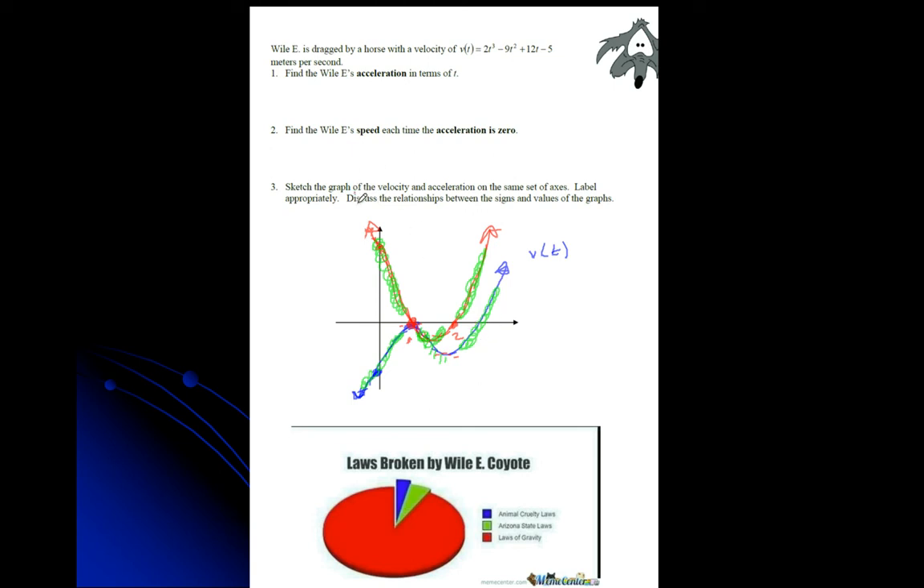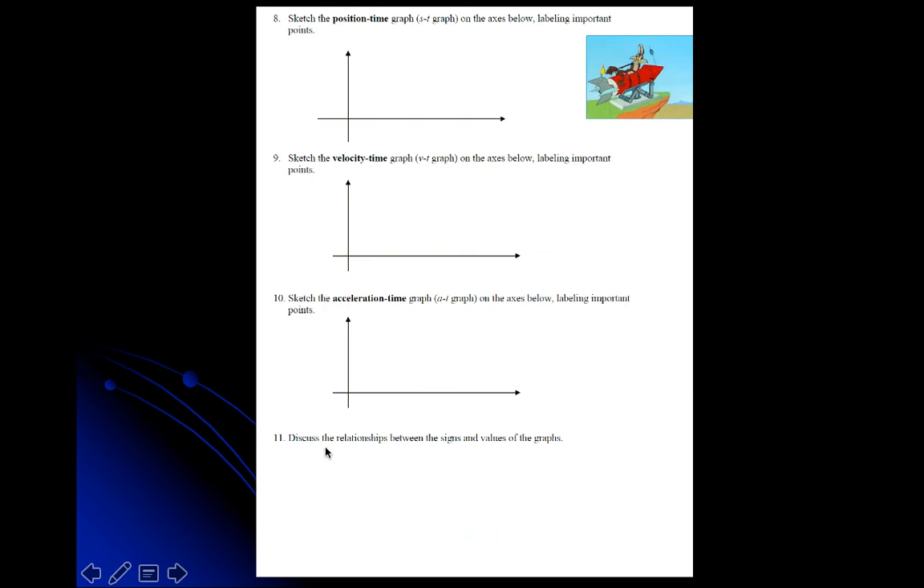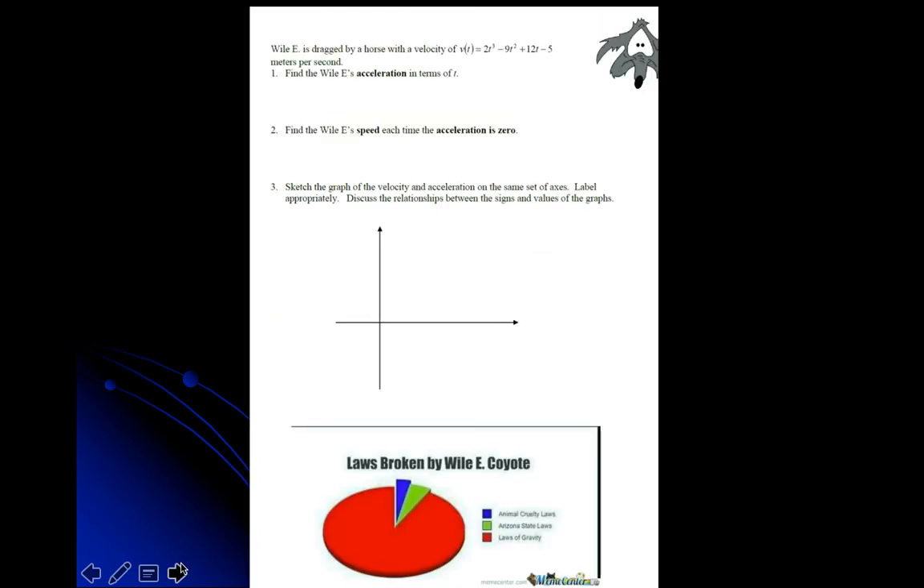I also asked you to discuss the relationships between the signs and the values of the graph, but I modeled that on the previous slide. So you practice and see if you can discuss the right amount of things. Remember, you're looking for relationships between the two when one graph is above and below the x-axis. What do x-intercepts mean? What do turning points mean? And what does it mean when velocity and acceleration have the same sign or different signs?